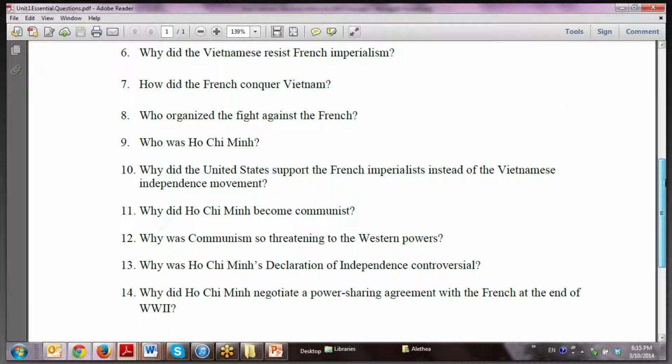How did the French conquer Vietnam? Who organized the fight against the French? Who was Ho Chi Minh? Why did the United States support the French imperialists instead of the Vietnamese independence movement? Why did Ho Chi Minh become communist? Why was communism so threatening to Western powers? Why was Ho Chi Minh's declaration of independence controversial? And why did Ho Chi Minh negotiate a power-sharing agreement with the French at the end of World War II?